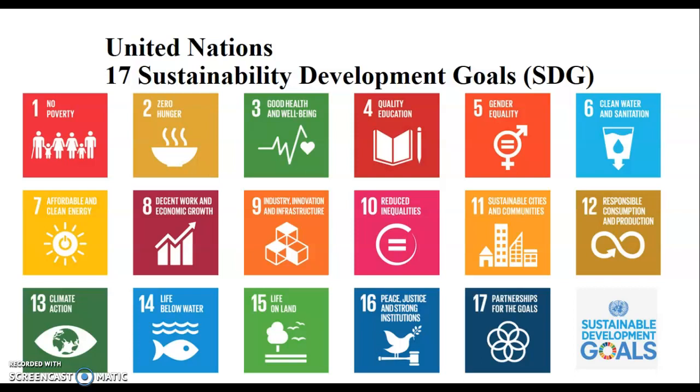But if you look very closely at the 17 sustainability development goals, zero hunger, clean water and sanitation, affordable and clean energy, sustainable cities and communities, a lot of these 17 goals are obviously related directly to sustainability. All right, climate action, all of this again is related either directly or indirectly to sustainability. And the question is, why do we have these 17 sustainability development goals?